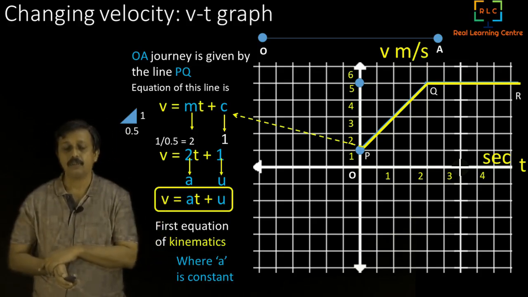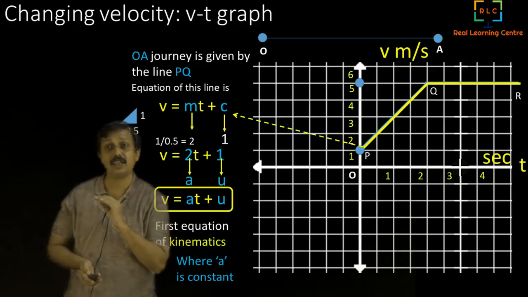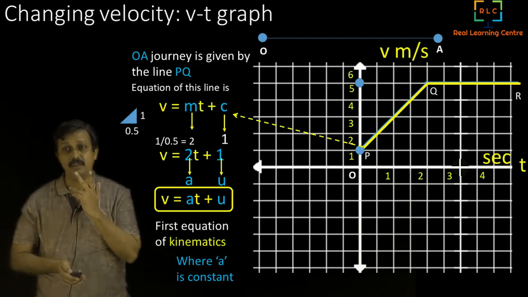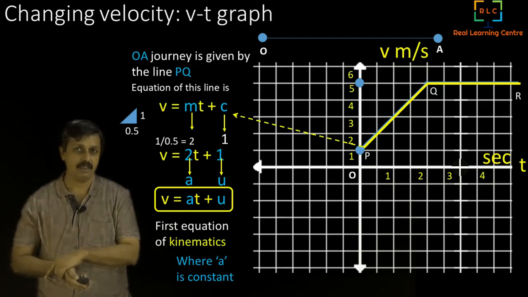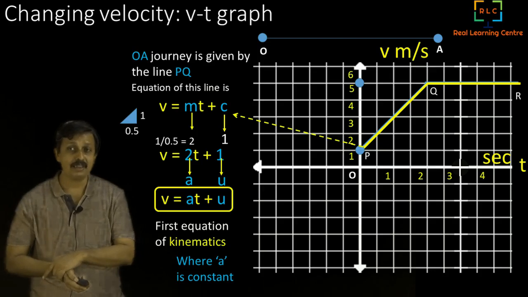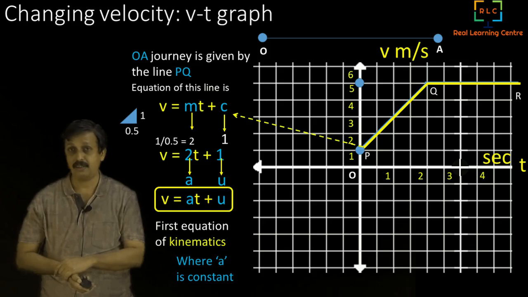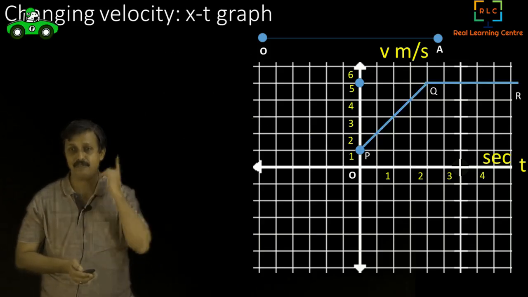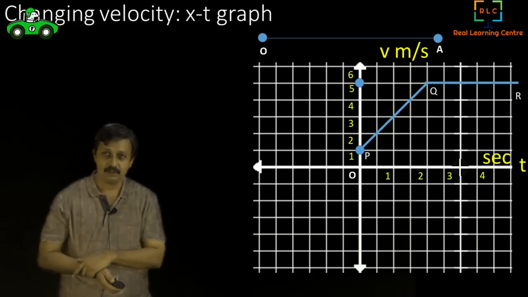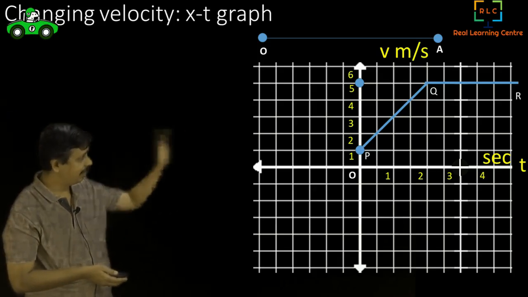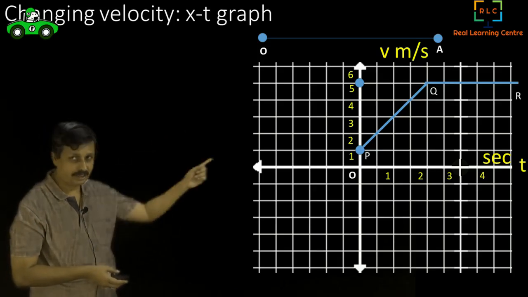Okay. Now, this is our changing velocity VT graph. Now let us see what will happen in the xt graph for the same changing velocity. Okay. So let's look at the xt graph. How do we look at the xt graph? It is the same graph, the VT graph I am showing here. Okay, this is the VT graph that I am showing.